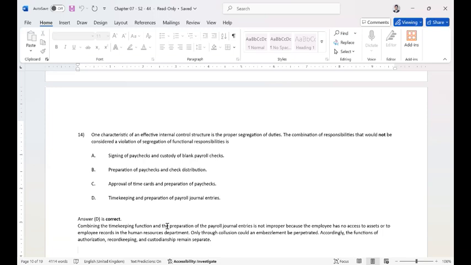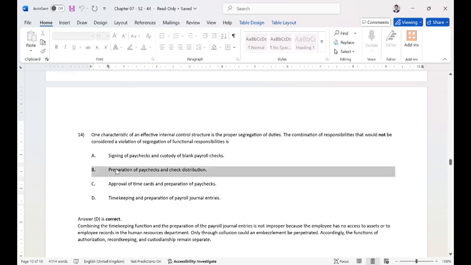Signing of paychecks and custody of bank payroll checks. Yeah, that would be there. If I'm the CFO and I sign them and I have all the checks, but practically it's the CFO who has it, or it may be with an assistant, but anyway, keeping the blank checks and having signing powers may mean that it's not segregated. Preparation of paychecks and check distribution also always has an issue. They always say the preparing, the authorizing, the disbursing should be segregated.